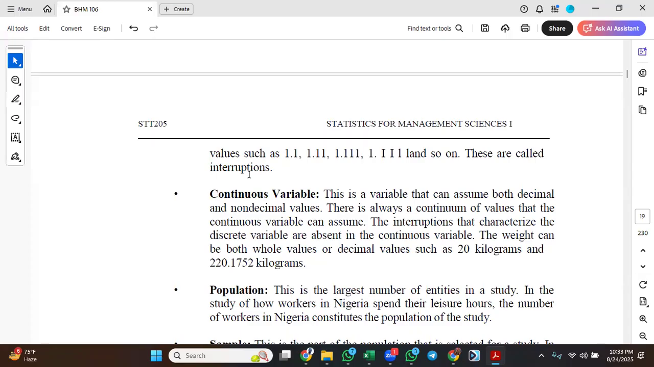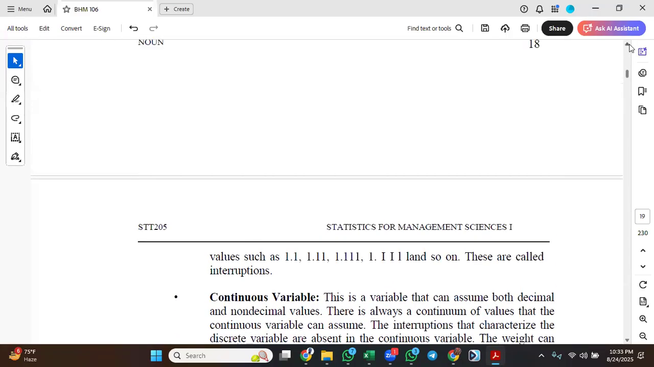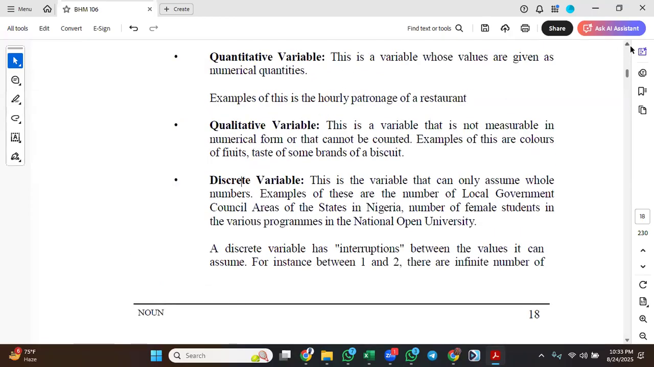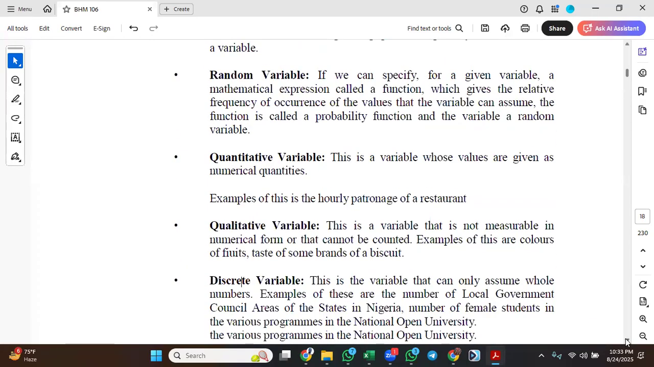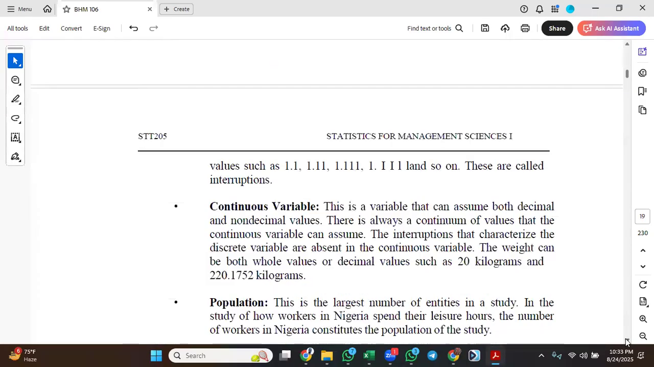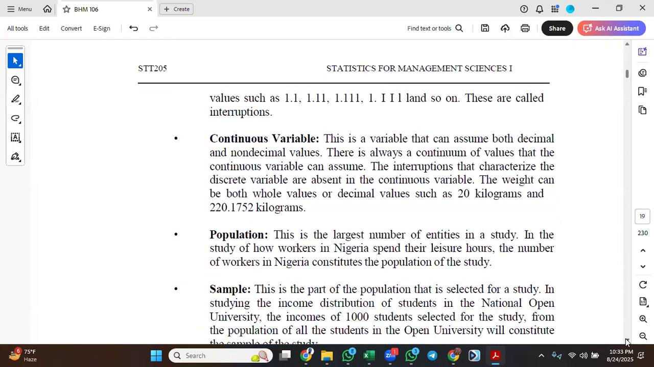But that will lead us to another thing. So far we have talked about entity, variables. Under variables, we have talked about random variable, quantitative variable, qualitative variable, discrete variable, and after that, we are now moving to continuous variable. What is a continuous variable? This is a variable that can assume both decimal and non-decimal values. There is always a continuum of values that the continuous variable can assume.